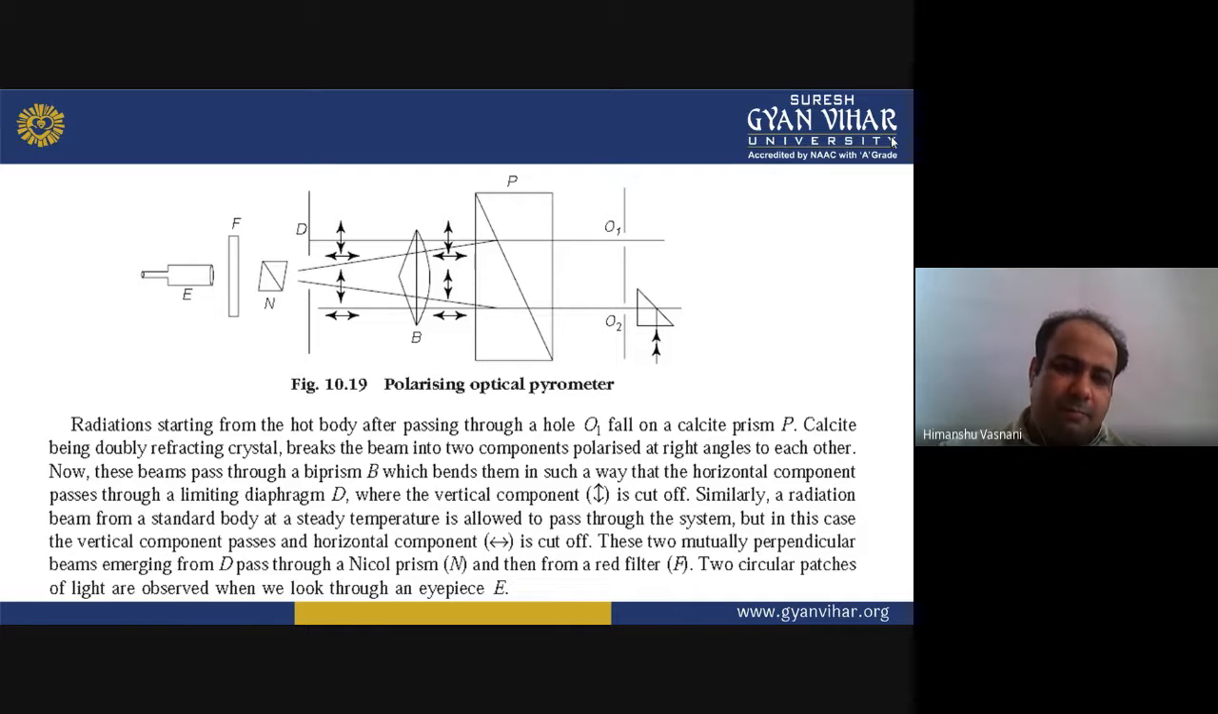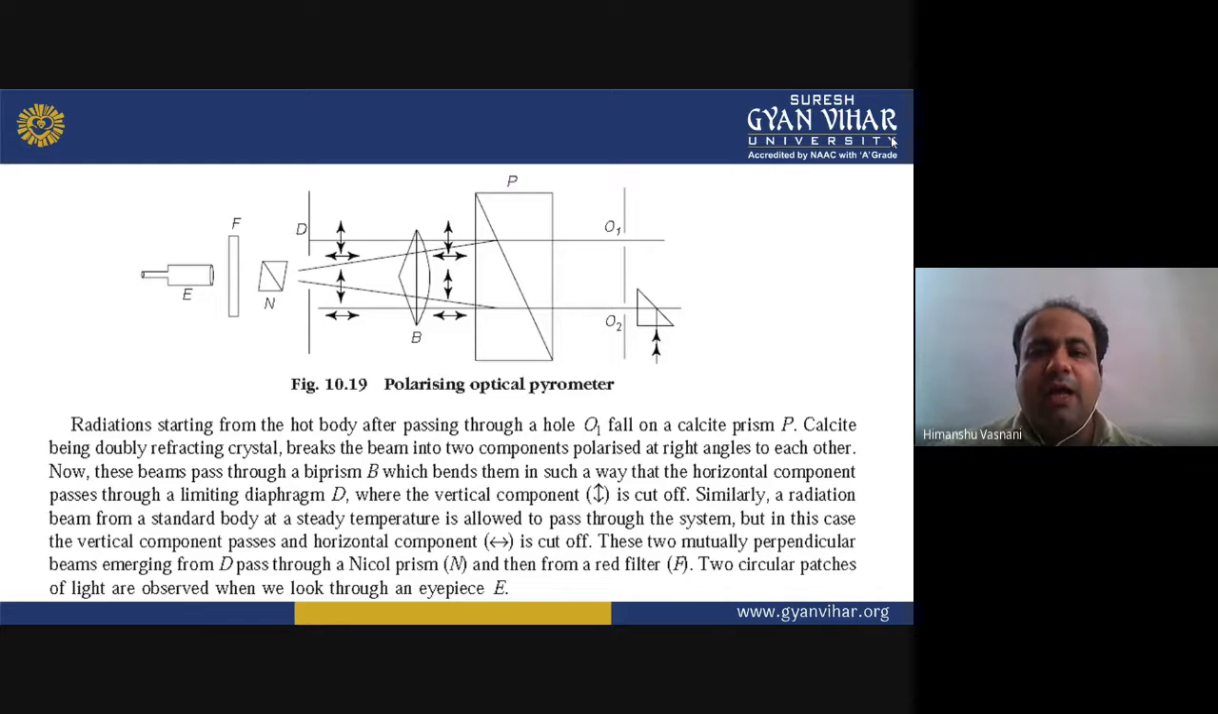The biprism B bends them in such a way that the horizontal component passes through a limiting diaphragm D, as you can see in the diagram, whereas the vertical component is cut off. The arrows shown in the paragraph match the arrows in the diagram. Similarly, a radiation beam from a standard body at a steady temperature is allowed to pass through the system. But in this case, the vertical component passes and the horizontal component is cut off.